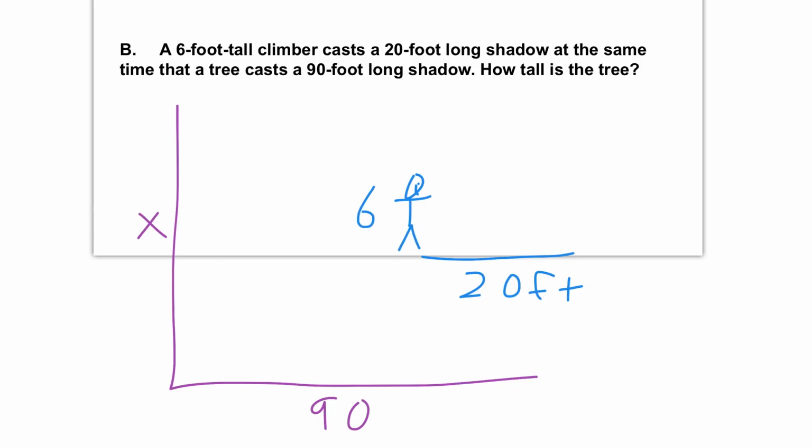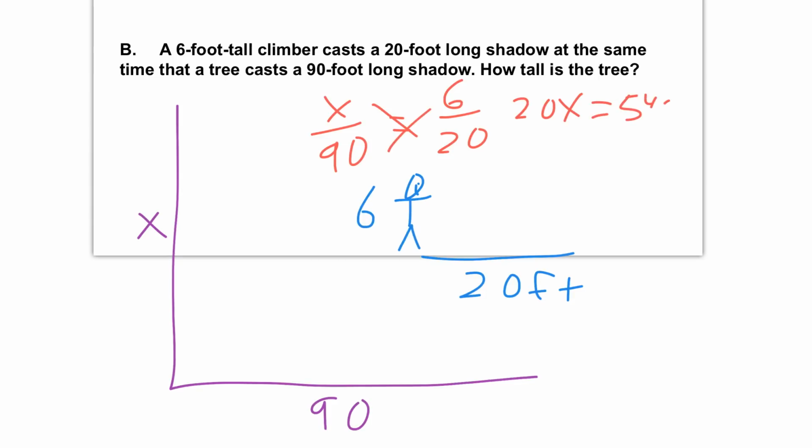And now we can set up our proportion. The x and the 6 go together, and the 90 and the 20 go together. So x over 90 equals 6 over 20. And now we can cross multiply. 20x equals 90 times 6 is 540. Divide both sides by 20. X equals 27 feet. The tree is 27 feet tall.